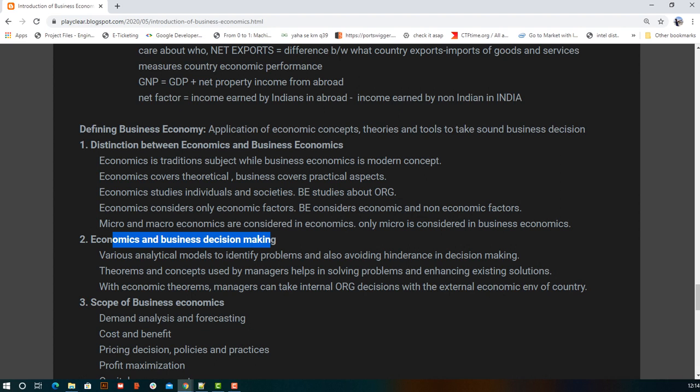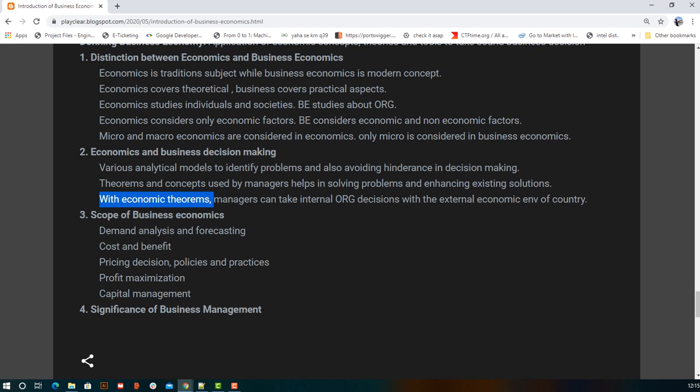Next we have economics and business decision making. Here we consider various analytical models, theorems and concepts. With these economic theorems, managers find solutions and make innovations to improve the techniques of production or to reduce the cost that is incurred as one of the inputs of production. All those we do in business decision making.